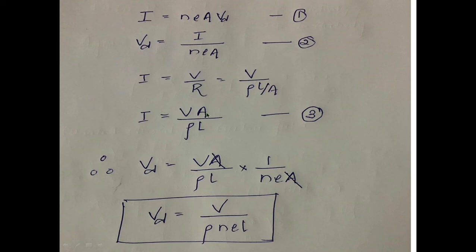Here we can see that if we increase A, the area of cross section, I also increases. Moving back here again, for Vd, if we increase A, then I also increases. If we decrease A, I also decreases. Because of this, the increment in I cancels the increment in A. Therefore, the drift velocity is independent of the area of cross section of a conductor, provided the length remains constant.